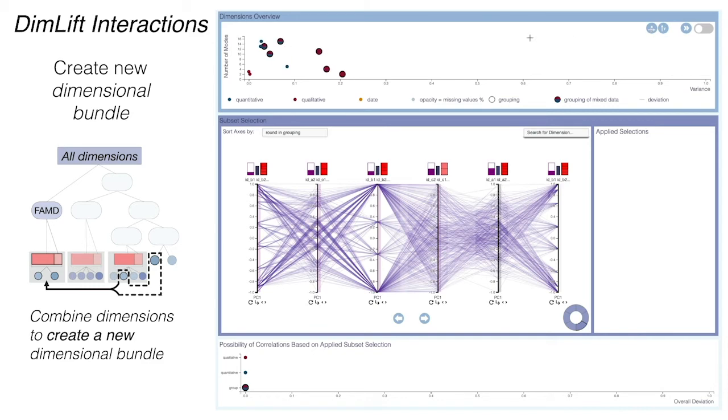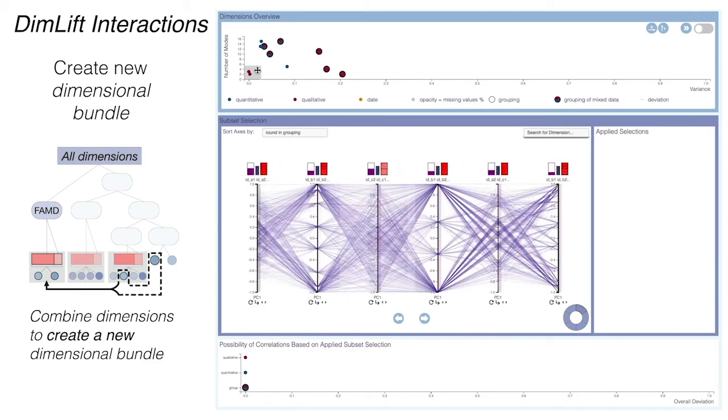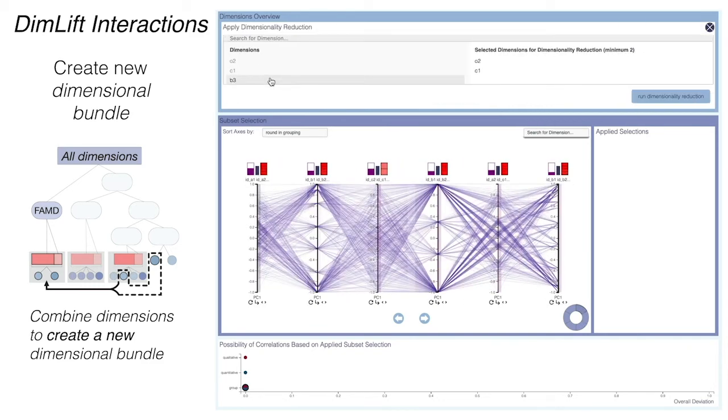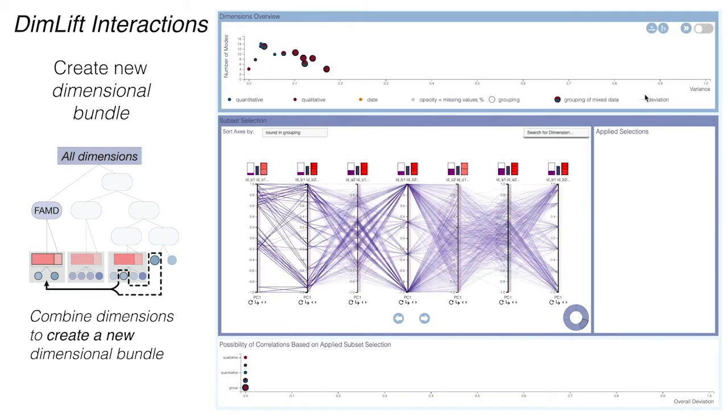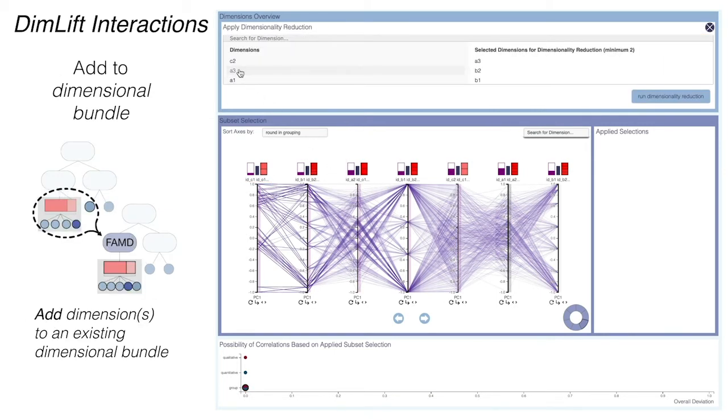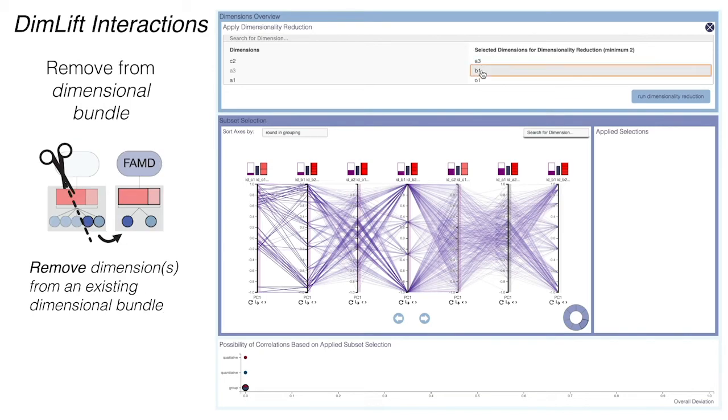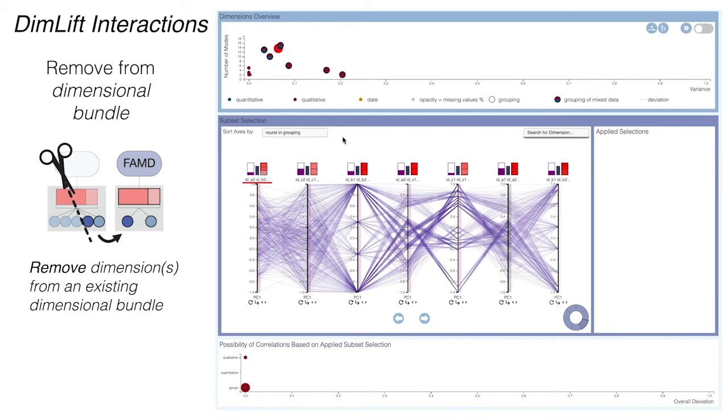These can be created from scratch based on interesting clusters by descriptive statistics in the dimension overview scatterplot or by searching directly. After running the FAMD on the selected set, the new bundle is created in the parallel coordinates plot. Existing bundles may also be modified by adding or removing dimensions in the dimensionality reduction panel. Following FAMD, the updated variance contributions and correlations can be viewed in the parallel coordinates plot.